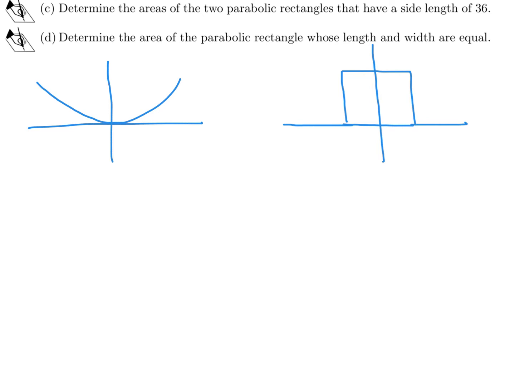And the parabola is going to be something like this. Well, that doesn't look like a parabola. It looks more like a V, but you understand. Okay, well, let's go through this.